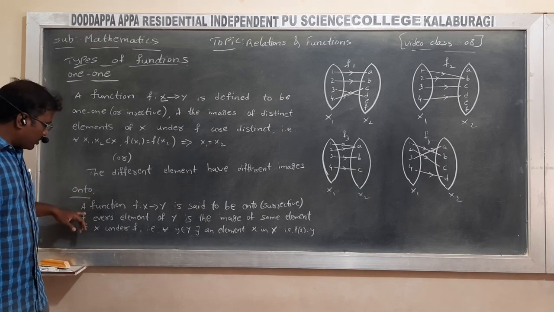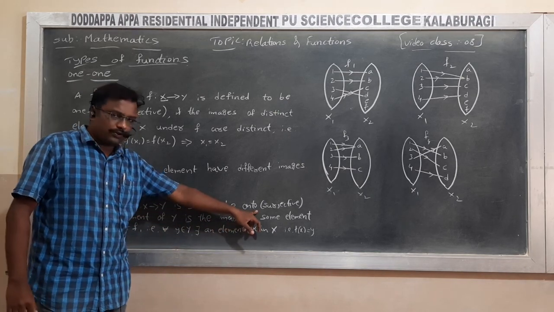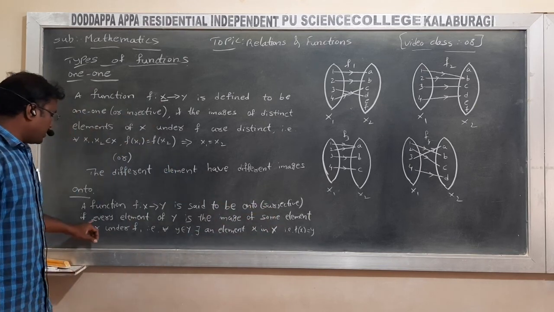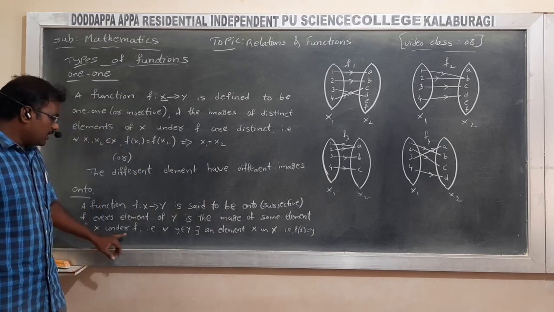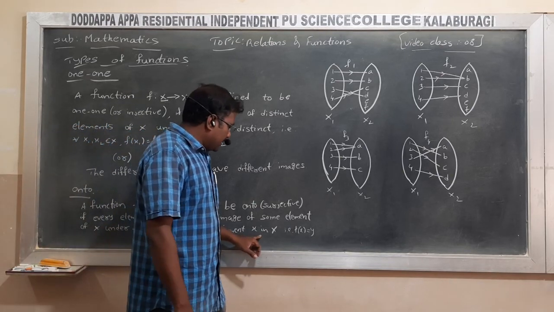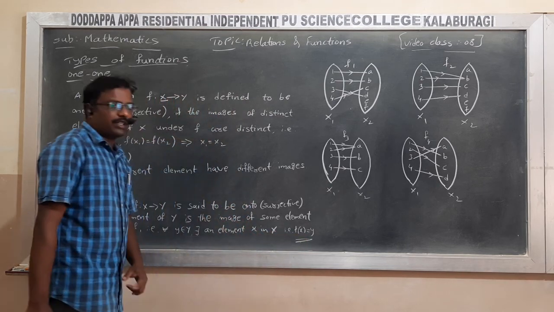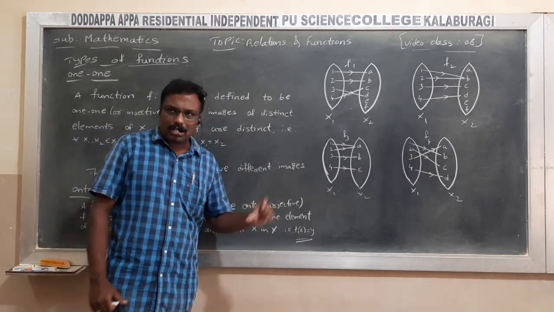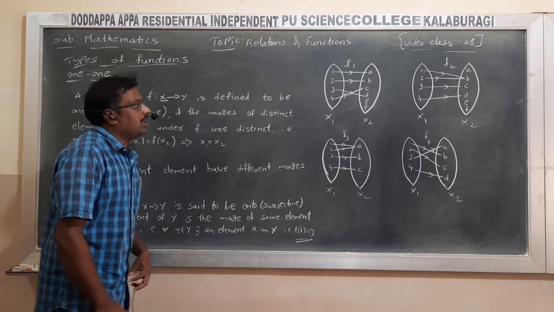What do we mean by onto function? A function f from X to Y is said to be onto or surjective if every element of Y is the image of some element of X under f, that is, for all y belonging to Y, there exists an element x in X such that f of x equal to y. If f of x equals y, and you simplify, we get x as the f inverse value. If that value belongs to the given domain, then only it is onto.